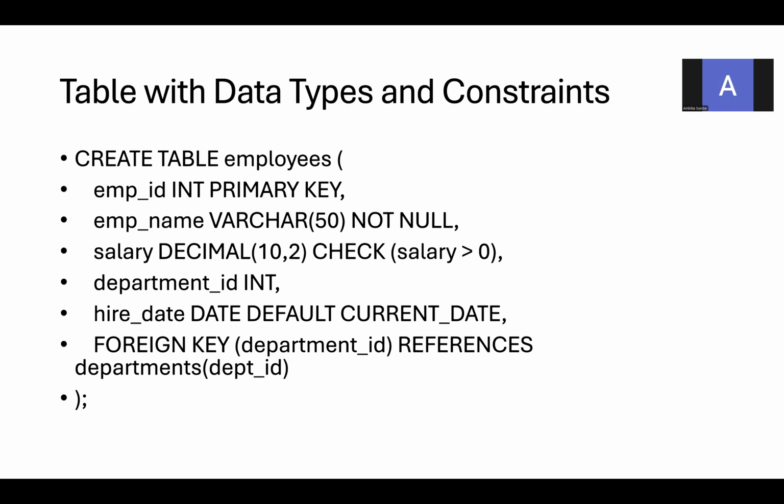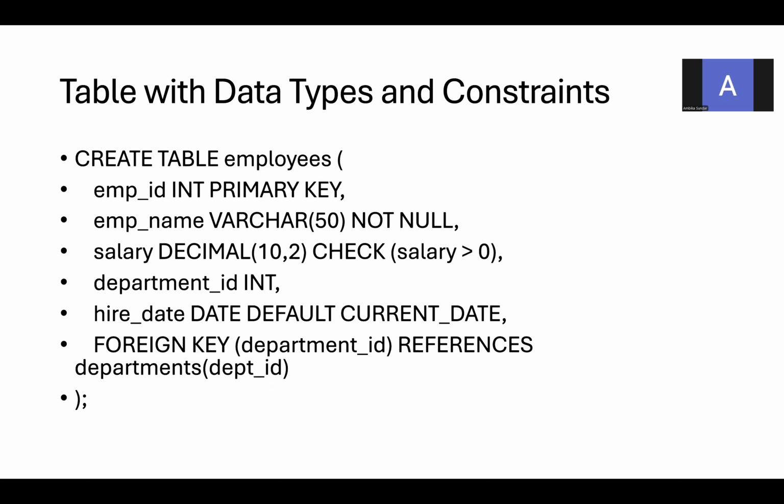Department ID is an integer. This column does not have any constraint. Hire date is a date. Default is current date, today's date. So the hire date is a column with the date data type, and the default constraint you are going to give is the current date. It has to accept the current date. Foreign key of department ID that references the department table. So the department ID from the department table will be referred to as a foreign key in this employee table.